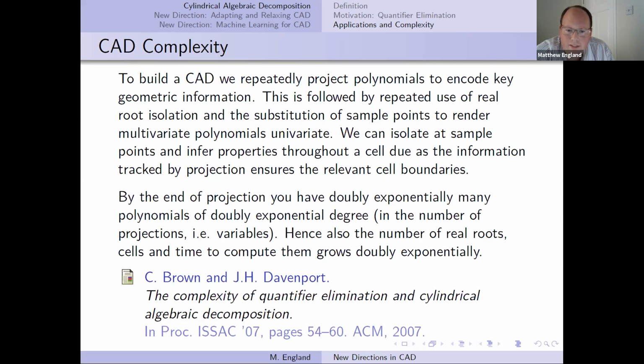So it's a nice algorithm, but it has one nasty sting in the tail, which is that it's very expensive. So by the end of this projection phase, this tracking of the geometric information, you end up basically with a doubly exponential number of polynomials, and even worse, those polynomials have doubly exponential degree. This is doubly exponential in the number of projections, i.e. the number of variables that you're dealing with. So also that means that as an upper bound, there's a doubly exponential number of real roots and a doubly exponential number of cells. So the best paper to understand this complexity is this one I put on the screen.